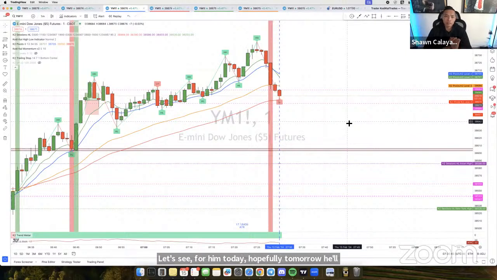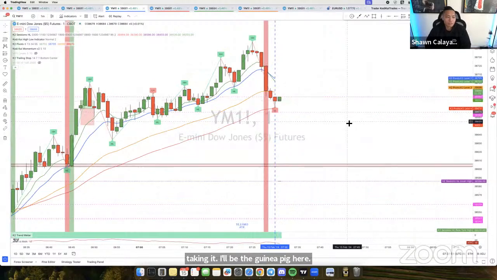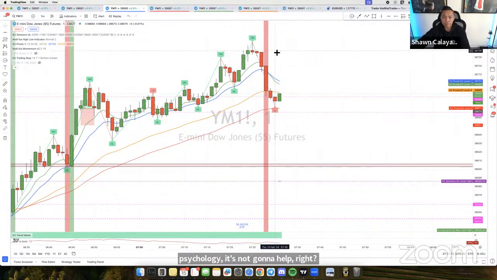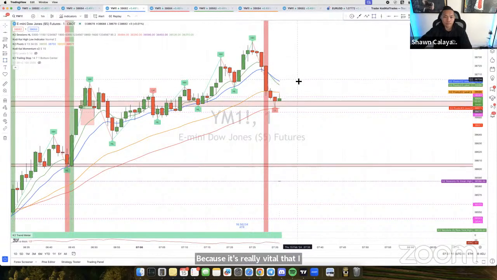The entry is going to come up every day, or it's likely going to come up. Like I mentioned, I just got to keep taking the strategy. There's no restrictions with it, so I just got to keep taking it. I'll be the guinea pig here, so whatever wins and losses I take, I'll have to take responsibility for it. That's the only way I'll be able to test the strategy. If I avoid the strategy and I don't test my trade psychology, it's not going to help the group, because it's really vital that I'm able to document and experience what happens on the chart.